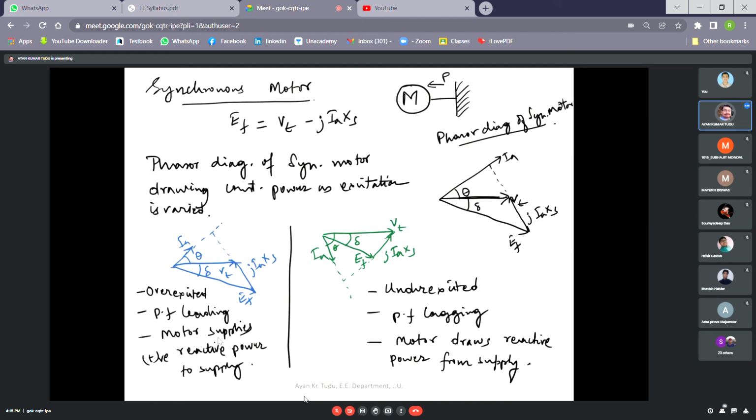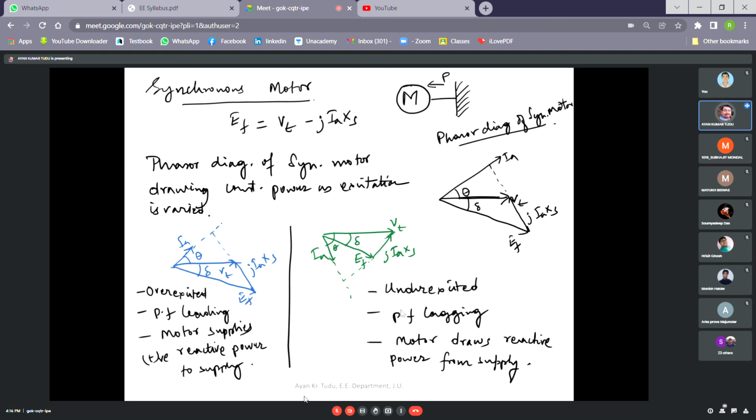So the synchronous motor is supplying positive reactive power to the supply during its overexcited condition, and during its underexcited condition, the motor is drawing reactive power from the supply. Because of this feature of the synchronous motor, an overexcited synchronous motor running at no load is used for voltage control in our power system.